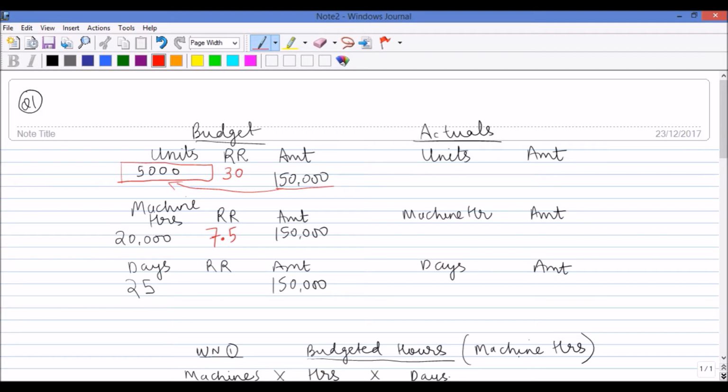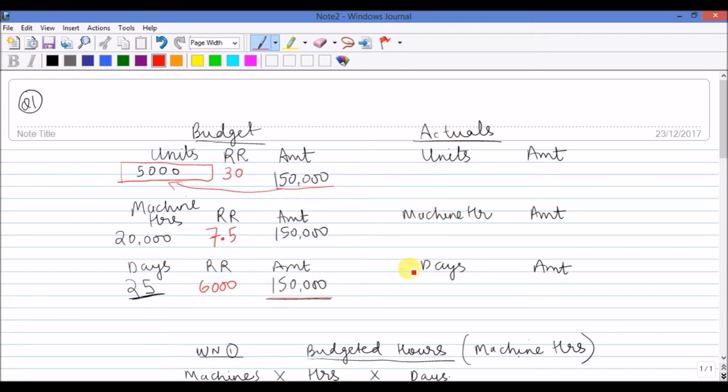And then 1,50,000 I will divide by 25. So this is going to give me a recovery rate of 6,000 per day. So yes friends, we have done with the crucial part.